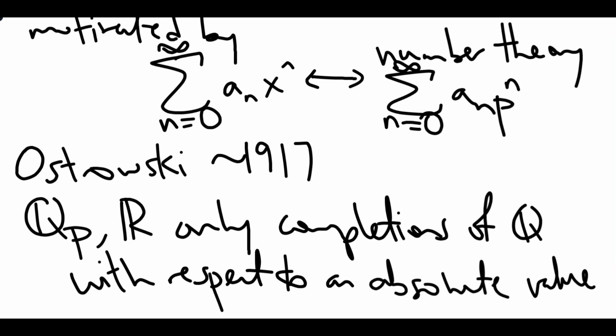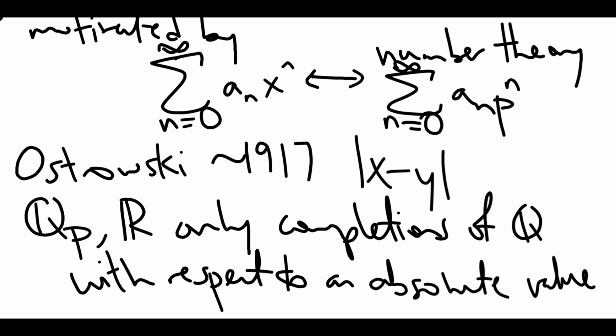But roughly speaking, the real numbers are what you get when you take all possible limits of sequences in Q with the usual absolute value. So the usual distance, |x - y|, is the distance between x and y in the usual sense.